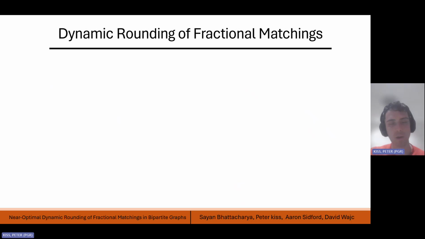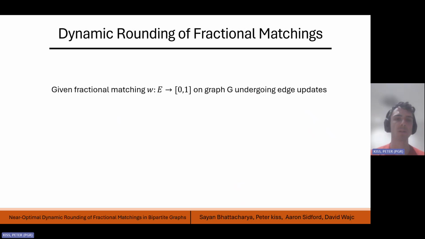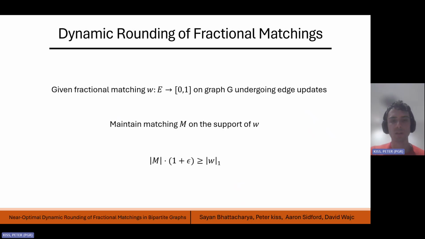So this framework defines the problem of dynamic rounding of fractional matchings our paper is focusing on. What this problem is, given some fractional matching W on a graph G which undergoes edge updates, our goal is to maintain the matching M on the support of this fractional matching W. The support is just defined to be the non-zero edges of W, such that M is 1 plus epsilon approximate with respect to the size of this fractional matching. And note that this can always be done for bipartite graphs, right?